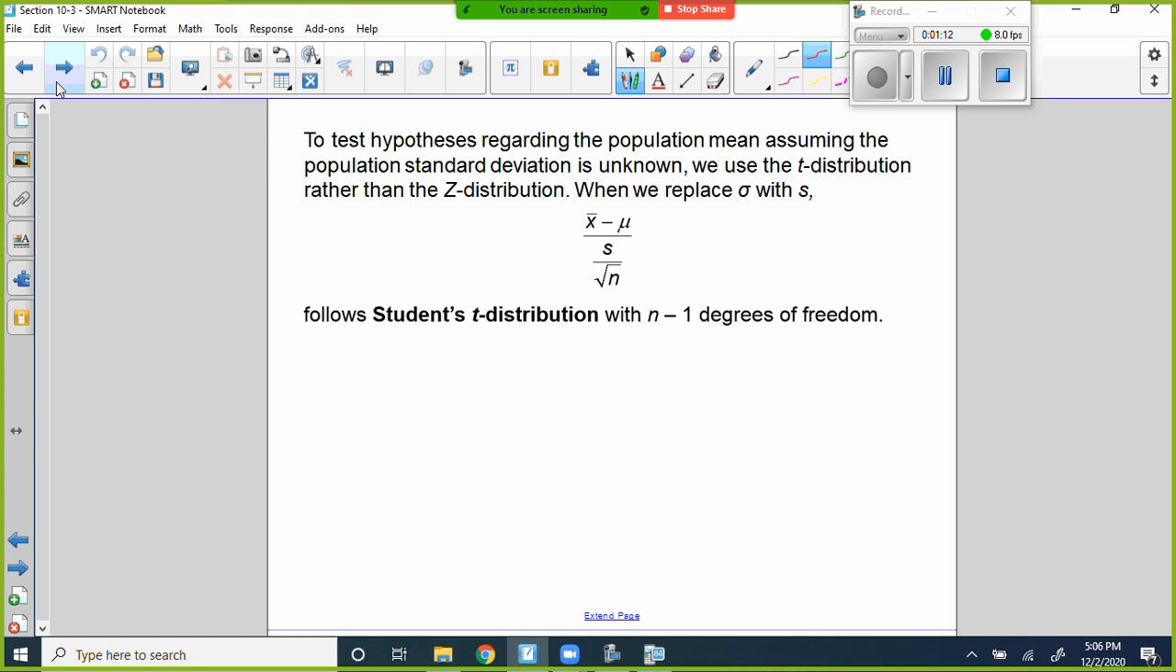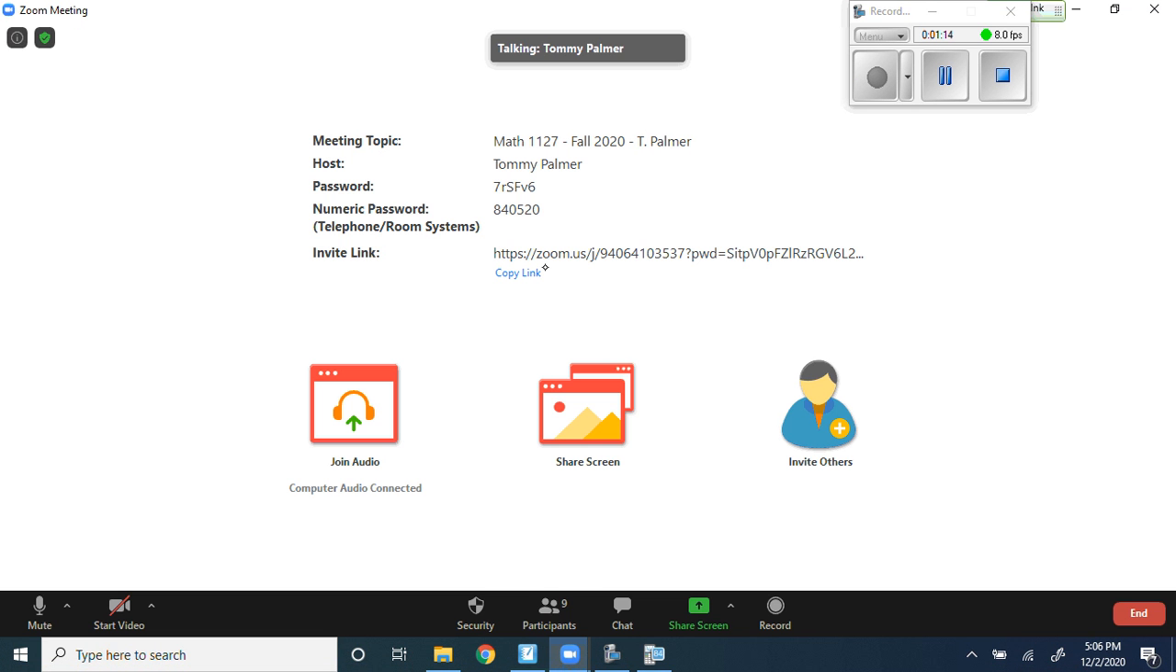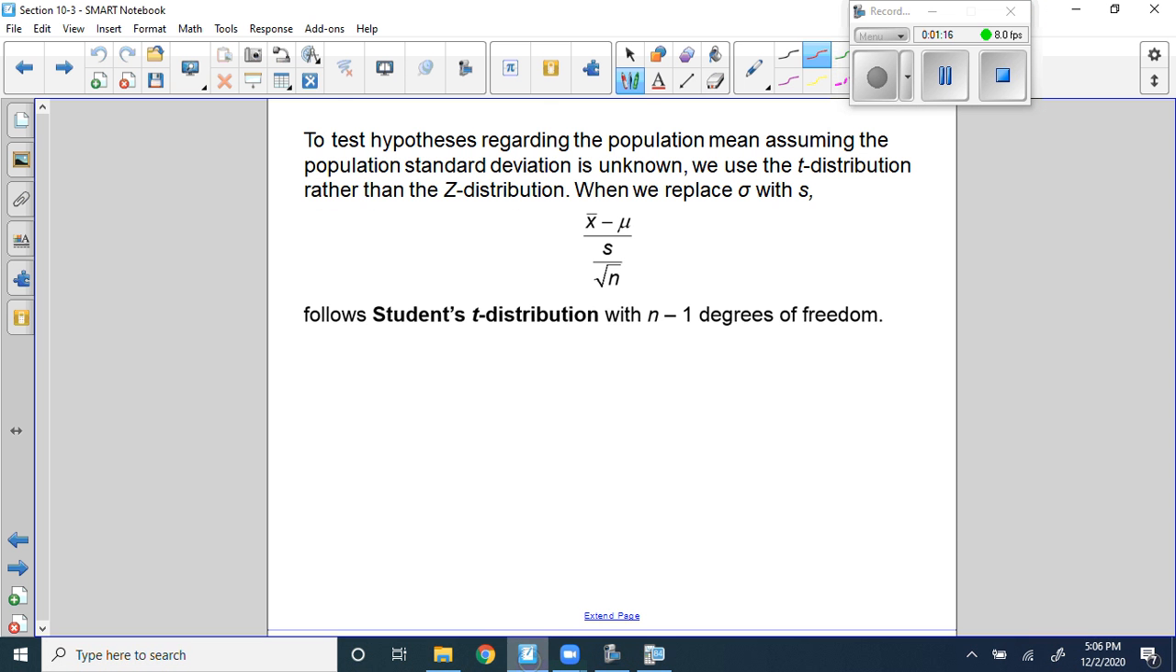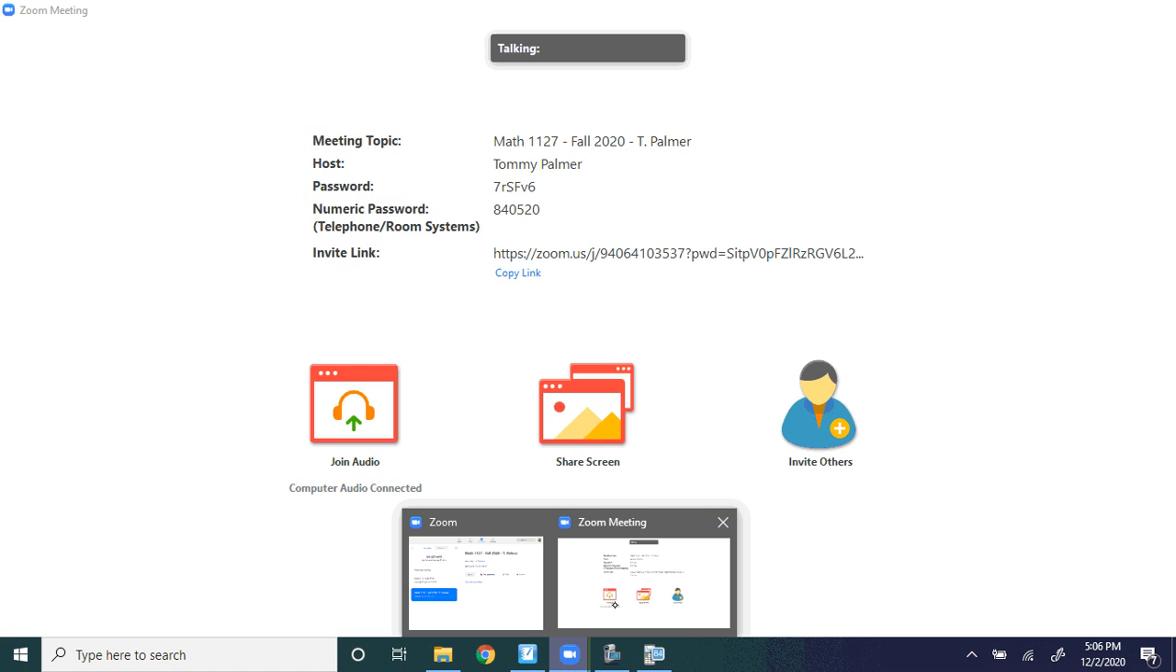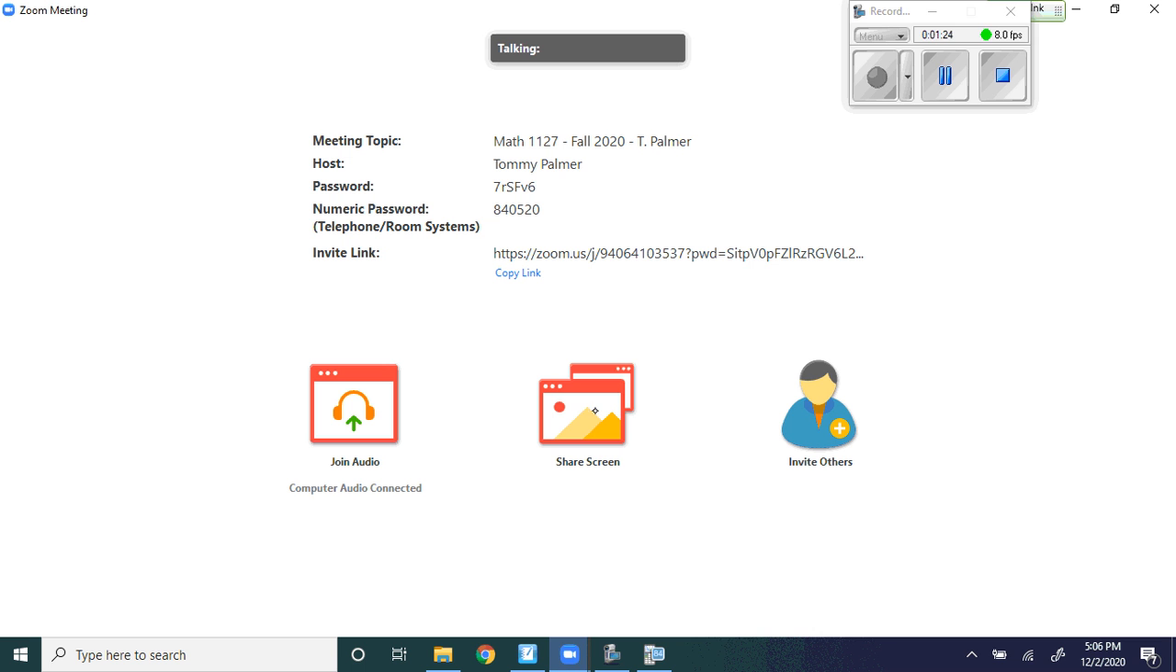So, I'm going to test there. Did it take us off shared screen?